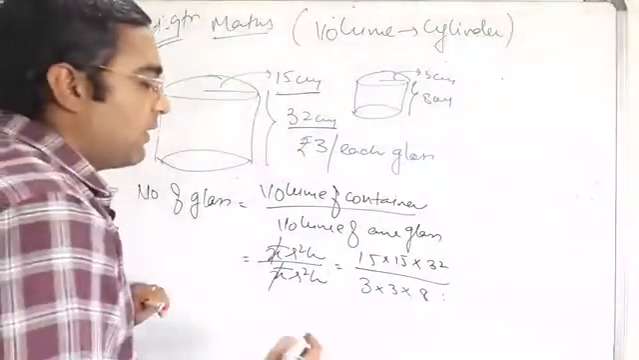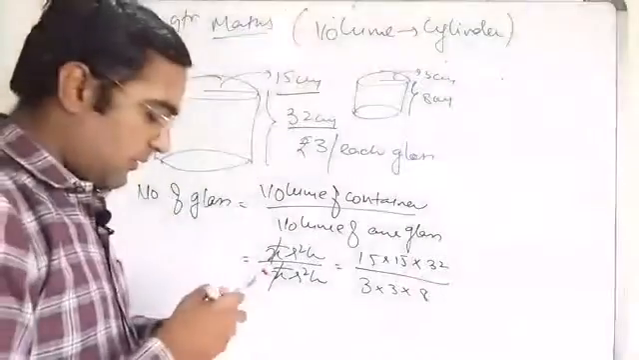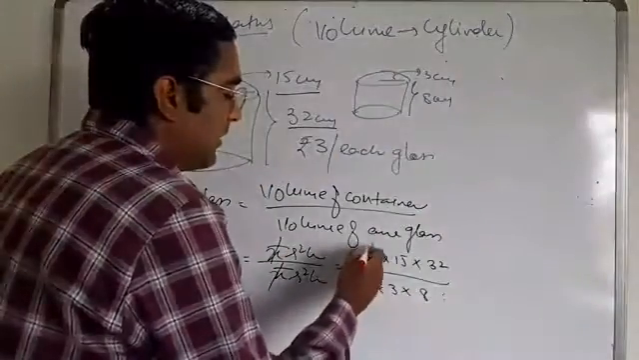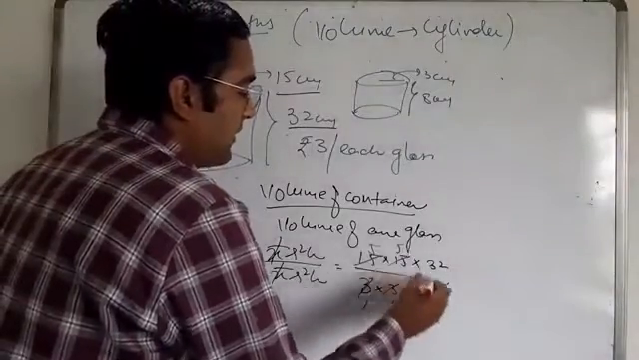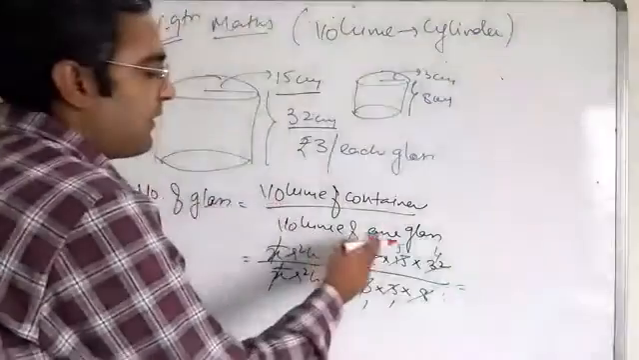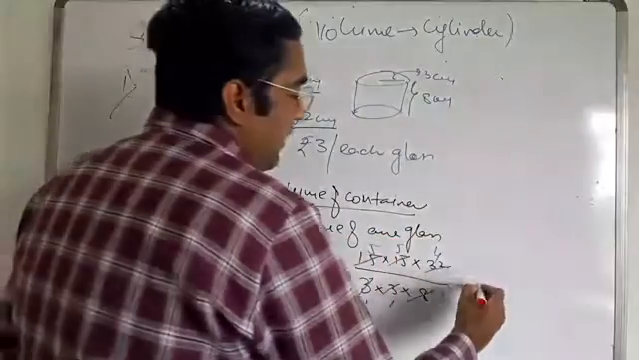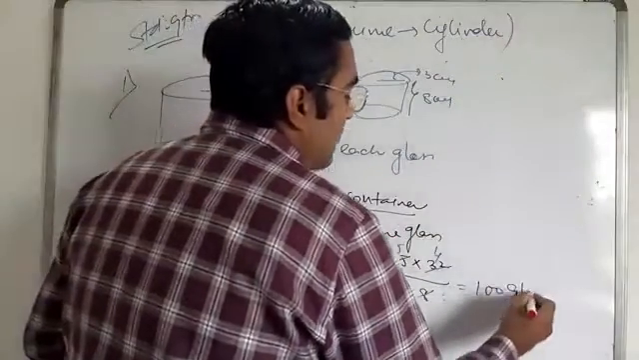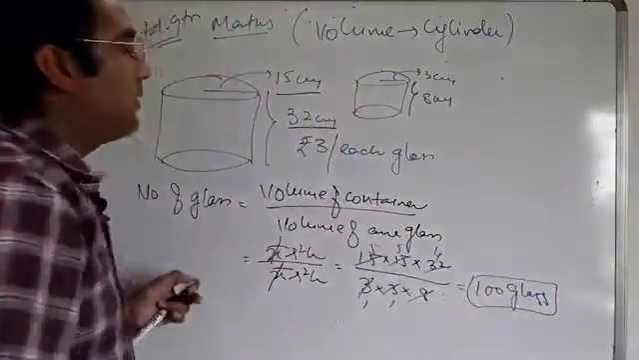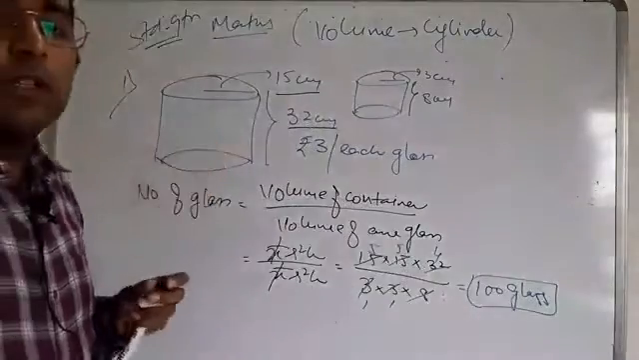Now we have to cancel out. 3 ones are 3, 5 threes are 15, 3 ones are 3, 5 threes are 15, 8 ones are 8, 4 eights are 32. So my number of glasses is 5 fives are 25, 25 fours are 100. So 100 glasses are to be sold from this container.